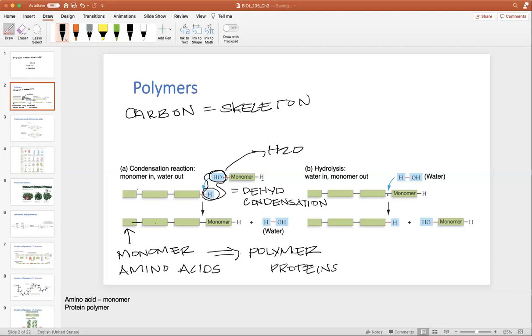Now, if you wanted to break this polymer apart, so here you have a polymer, and if you wanted to break it up into individual monomers, then you would perform a series of chemical reactions to reinsert that water and break up the polymer, right? So you would perform a hydrolysis reaction, hydro meaning water, lysis meaning to break. All right, so that's just a review from last time.